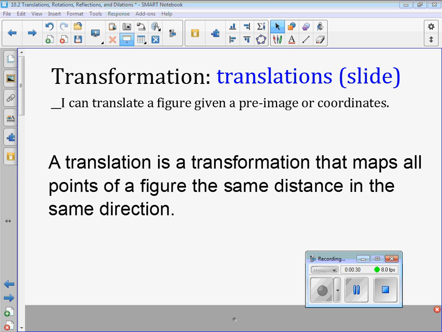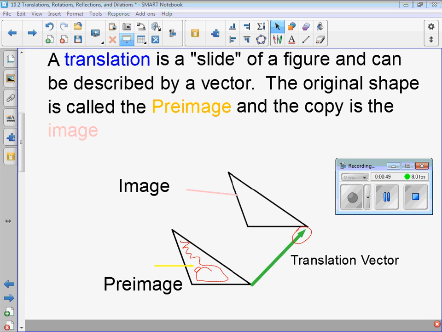All right, so a transformation, very formal definition. Translation is a transformation that maps all the points of a figure the same distance and in the same direction. Hopefully that will make more sense as we move along and look at some examples. So here's a visualization of this idea of a translation. Basically, it's a slide. If you look at the bottom triangle, the one I'm calling pre-image, the pre-image means that's the original shape. The image is its copy. The pre-image has been slid diagonally up to the image's spot. You can tell that by the way its arrow is pointing in the direction that it was slid.